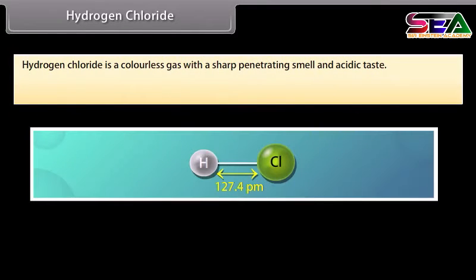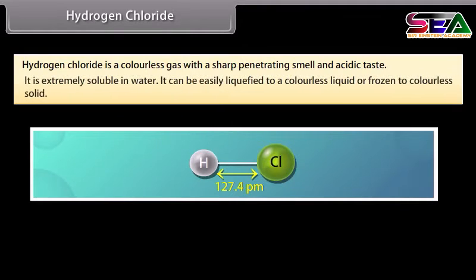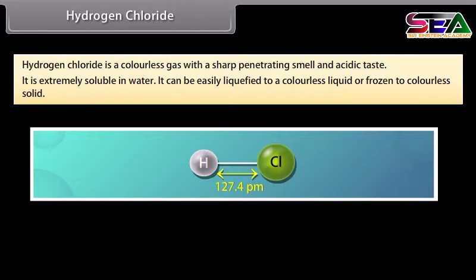Hydrogen chloride. In 1648, Glauber obtained hydrogen chloride by heating common salt with concentrated sulfuric acid. It is a colorless gas with a sharp penetrating smell and acidic taste. It is extremely soluble in water.